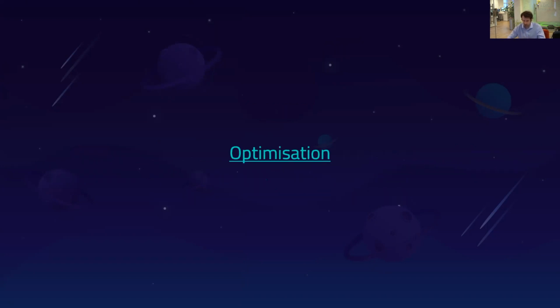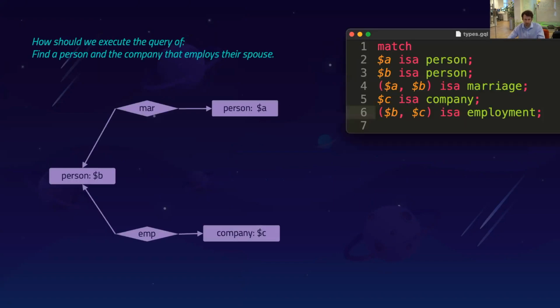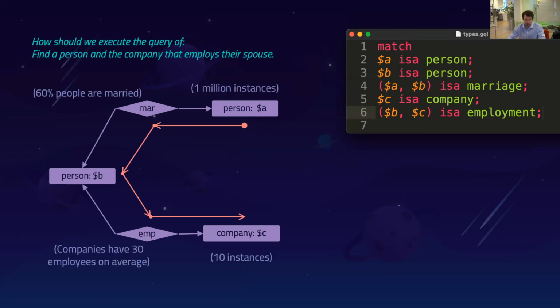So in the last section, we want to look at the optimization. Let's say, how should we execute the query of find me a person and the company that employs their spouse? This query right here is a fairly simple question. But let's say that the query planner under the hood in TypeDB sees that there's 1 million instances of person, 60% of people are married, companies have on average 30 employees, and there's 10 instances of companies.